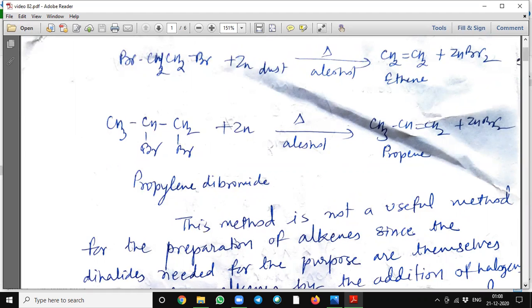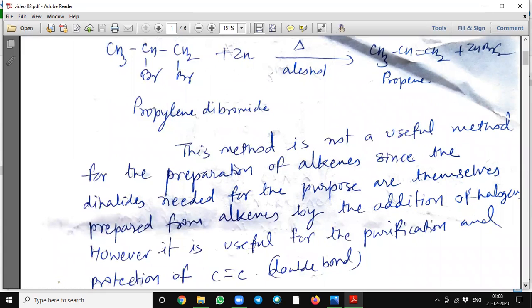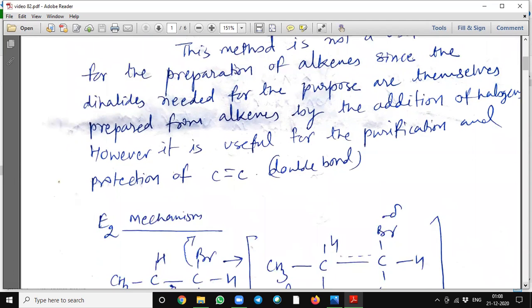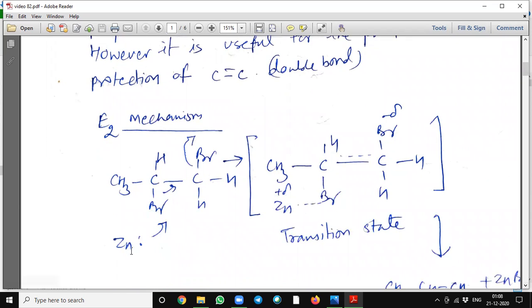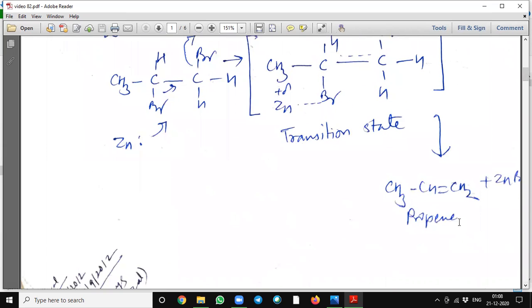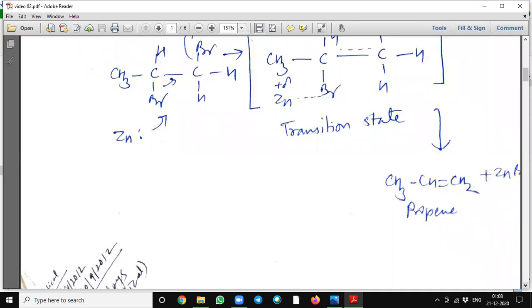This method is not useful for preparation of alkenes, since the dihalides needed for the purpose are themselves prepared from alkenes by the addition of halogens. However, it is useful for the purification and protection of the carbon-carbon double bond. Mechanism: zinc gives its electrons and elimination occurs through a transition state, an E2 mechanism, and it will form propene and ZnBr2.